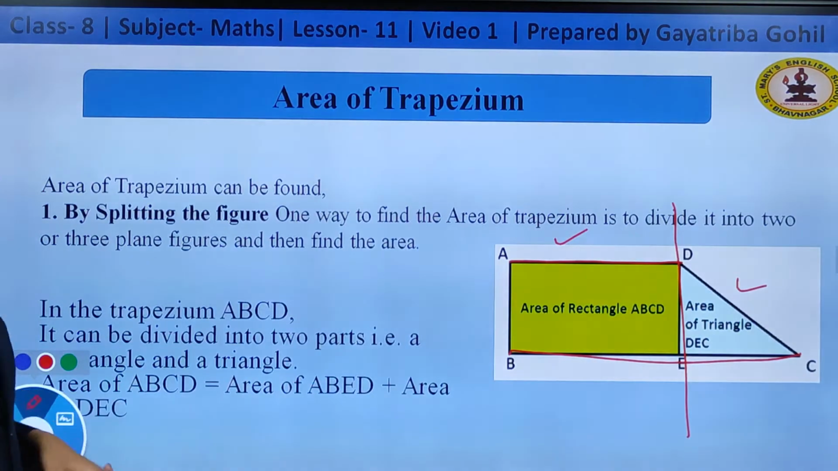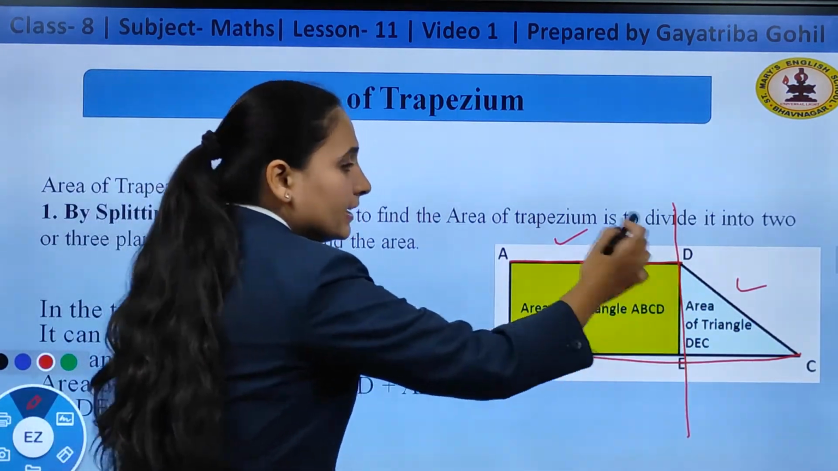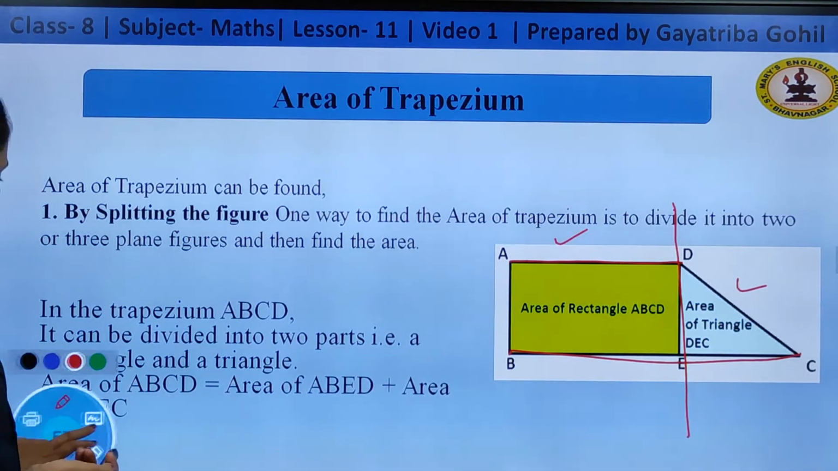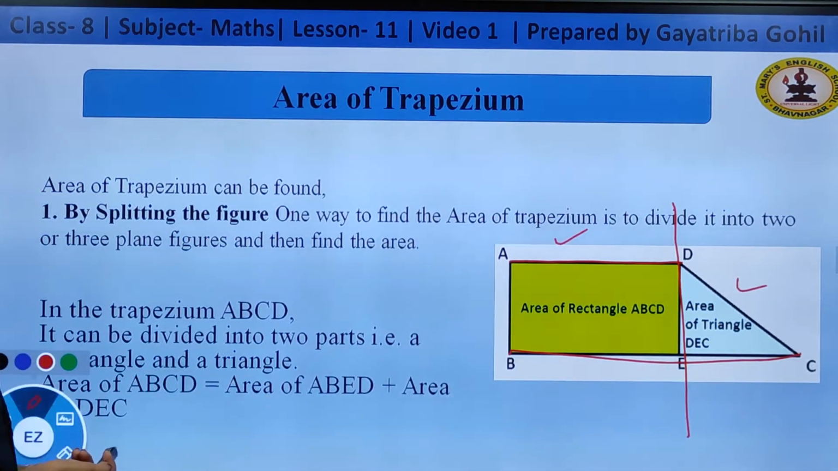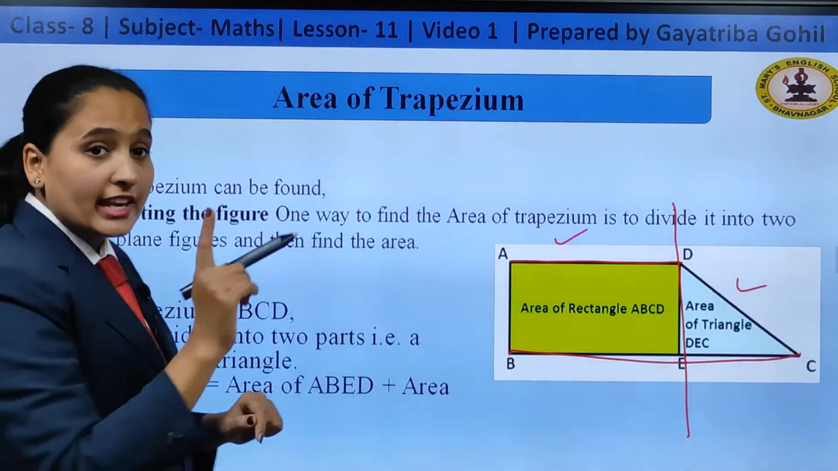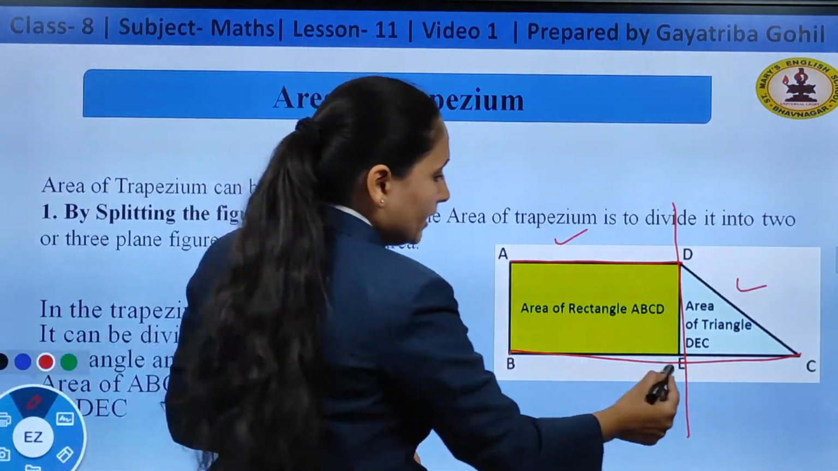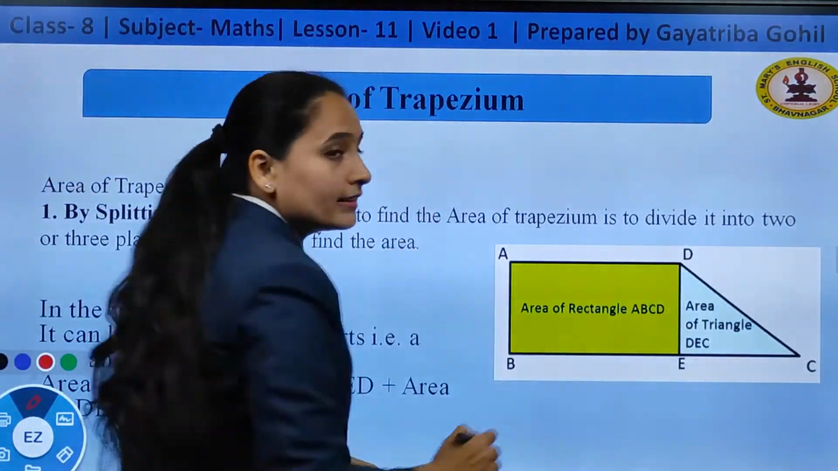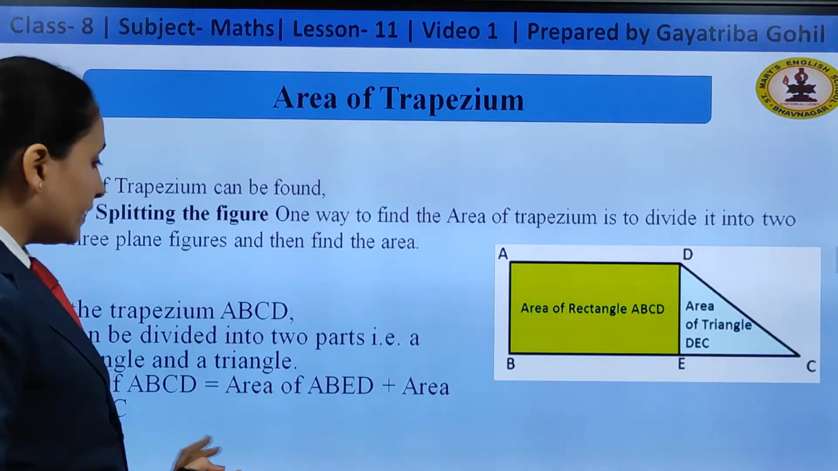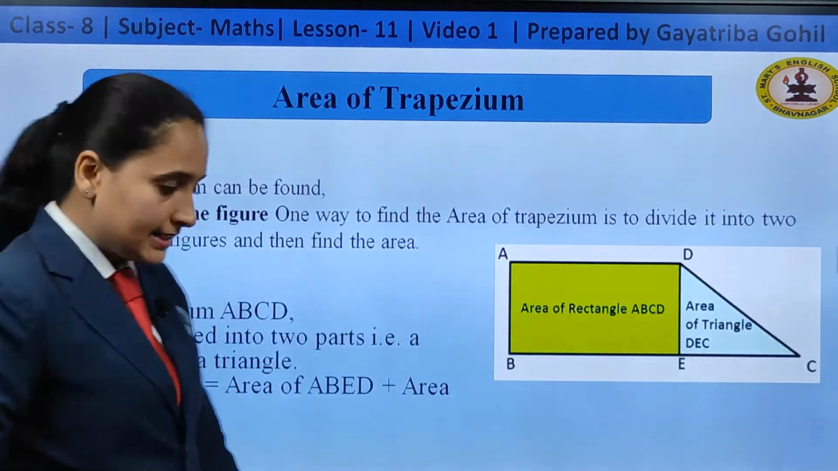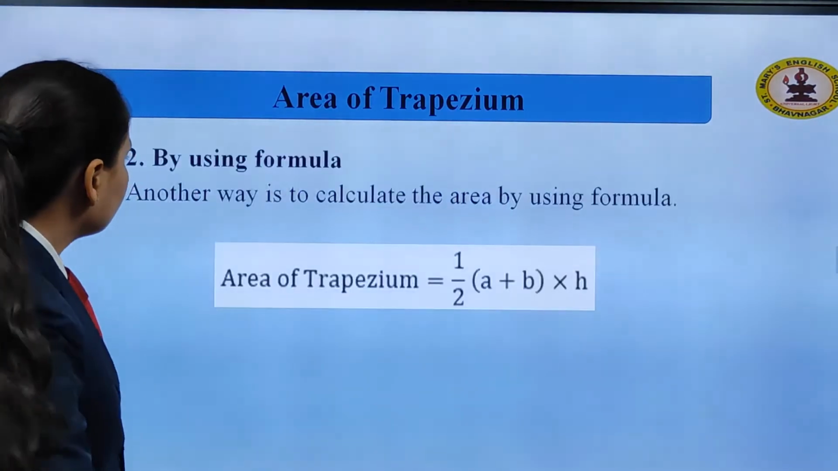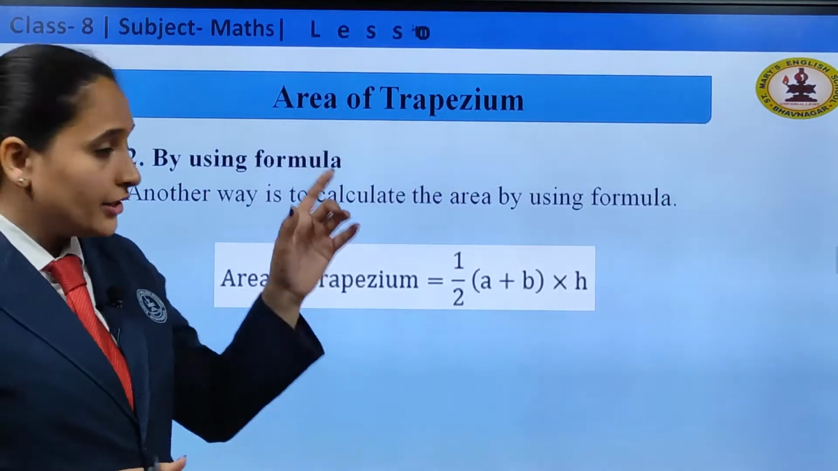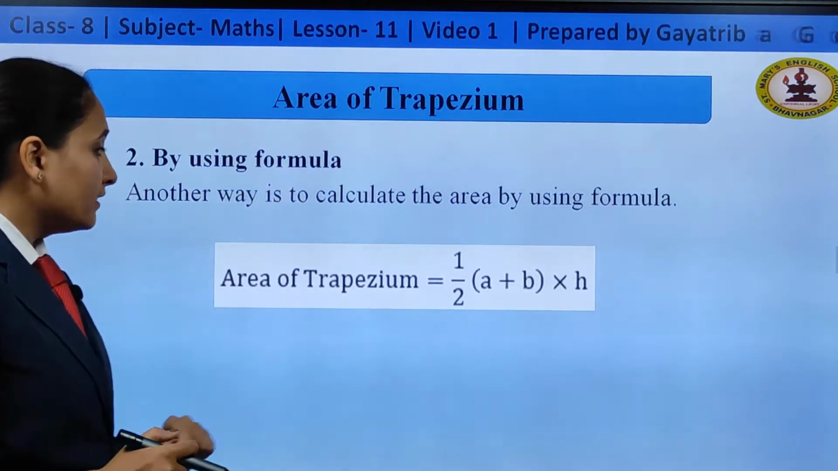In the trapezium ABCD, it can be divided into 2 parts, a rectangle and a triangle. Area of ABCD will be the area of ABED, that is the rectangle, plus the area of triangle DEC. When you find the area of the rectangle and the triangle and use the derivation, you will get this formula.